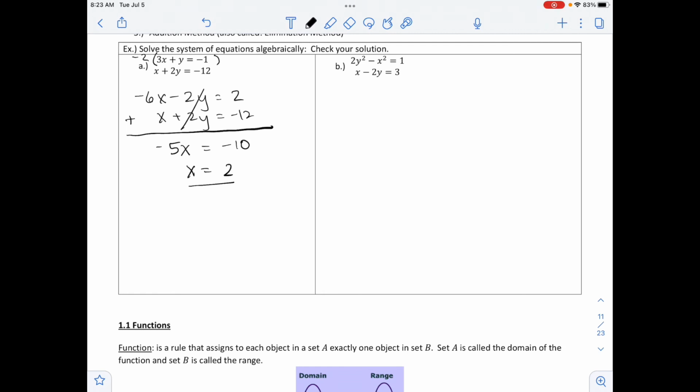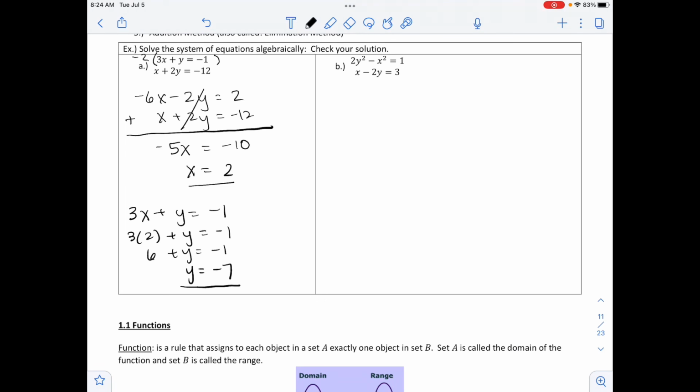To find my y value, I'm going to pick one of the equations and substitute that back in. So I'm going to use the first equation. I have 3x plus y equals -1. And I'm going to substitute in x is 2. And so I have 6 plus y equals -1. And then subtracting 6 on both sides, we get y equals -7. This is the other half of my solution.